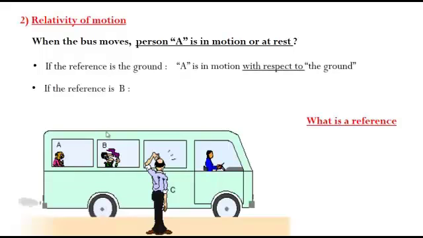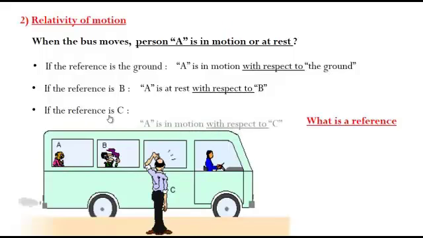Now, what if the reference is B? A and B are two persons sitting in the bus. So A with respect to B is sitting and not moving. This means A with respect to B is at rest and not in motion. But if we notice A now with respect to the reference, which is C, C is standing while the bus is moving. This means A with respect to C is also moving. So we say A is in motion with respect to C.